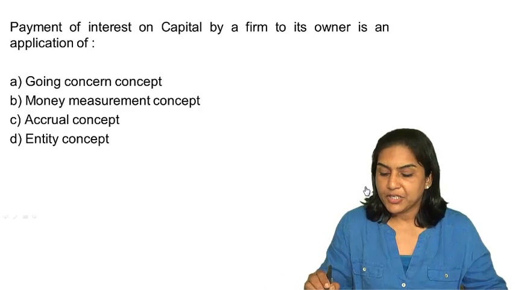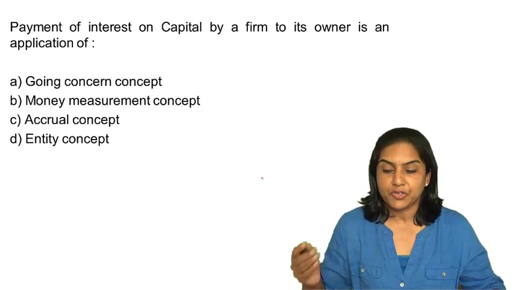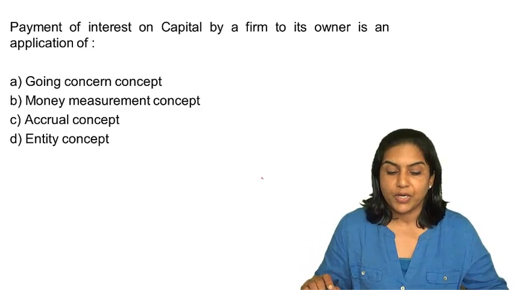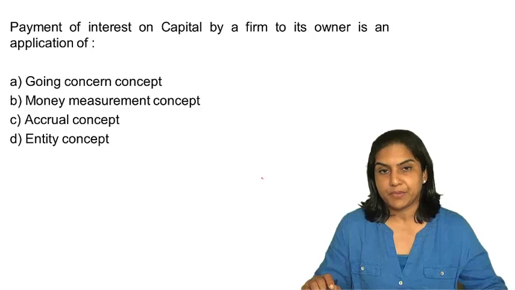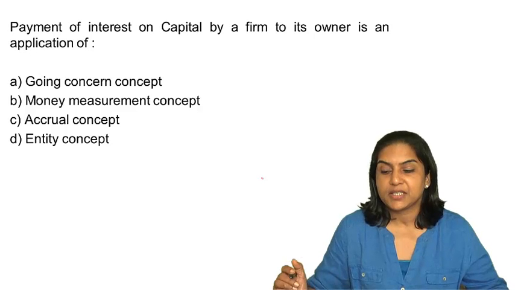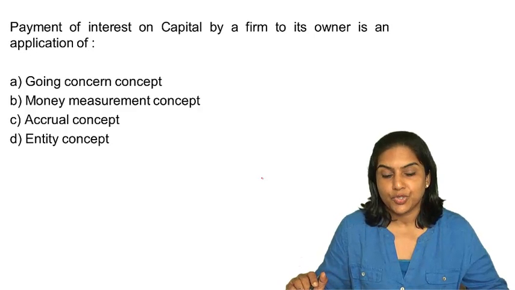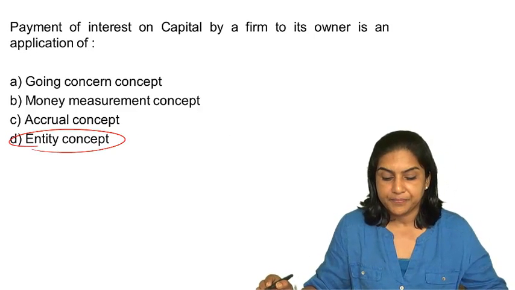Next, payment of interest on capital by a firm to its owner is an application of which concept? A, going concern. B, money measurement. C, accrual. And D, entity concept. A business pays interest to its owner due to the entity concept. D.